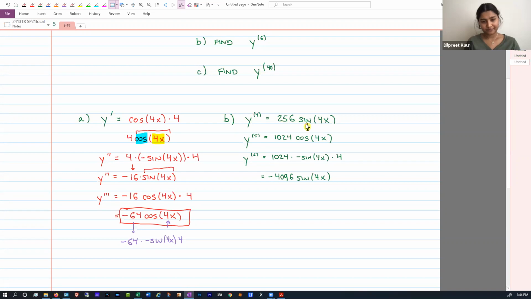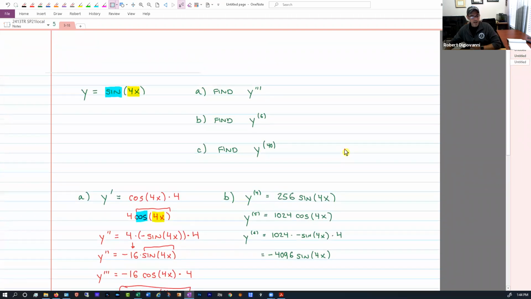And then on the next derivative, the derivative of sine is cosine, and then a 4 pops out. This time it doesn't change to a negative because the derivative of sine is cosine. So we hit that with a 4, we get this. So let me list out what we have here. The original function was sine of 4x. When we took the first derivative, we had 4 cosine of 4x.